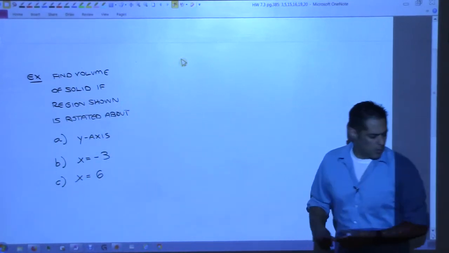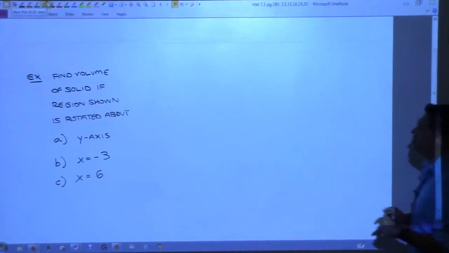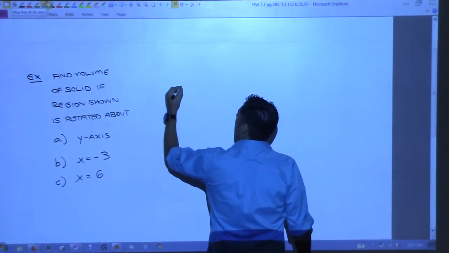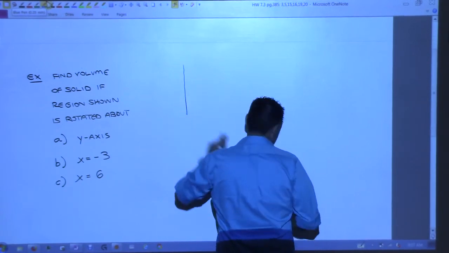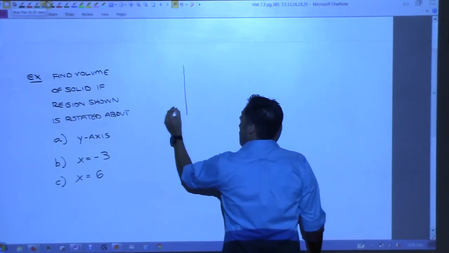Okay, so I'm going to draw you a region, and then we're going to rotate it around 3 different lines. So let's use this region here. One of these is going to be good.